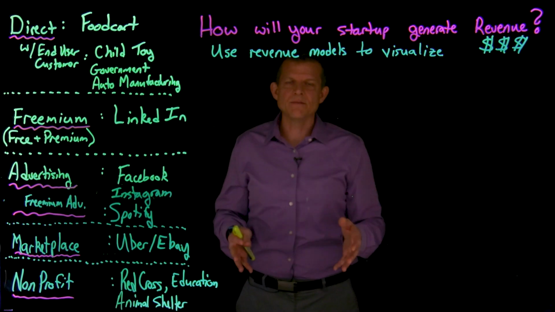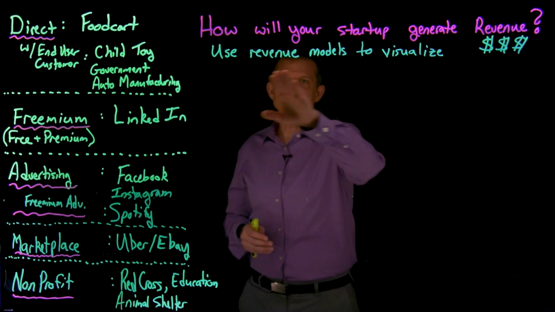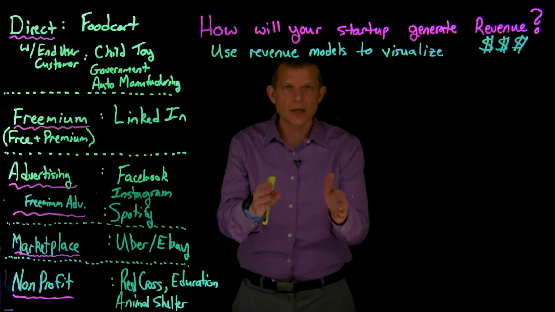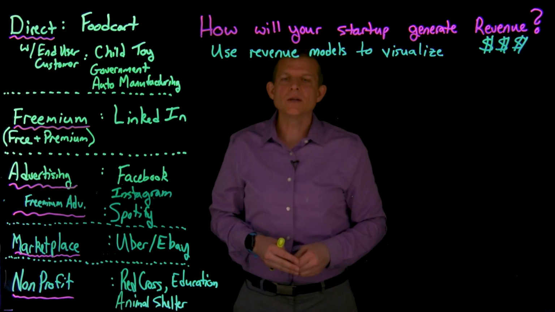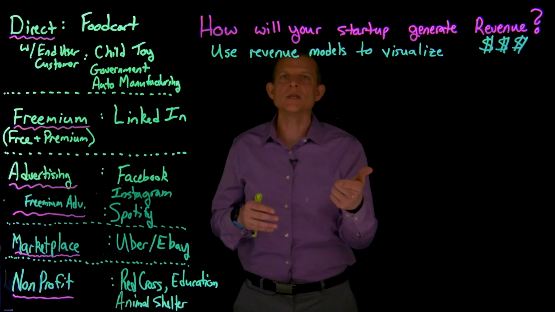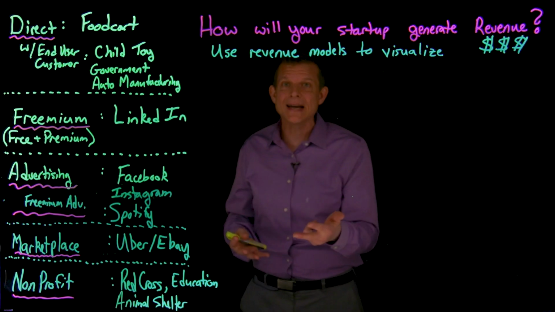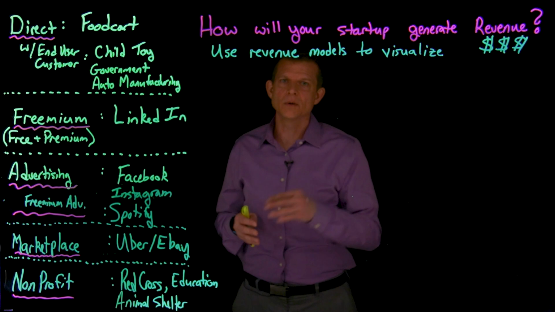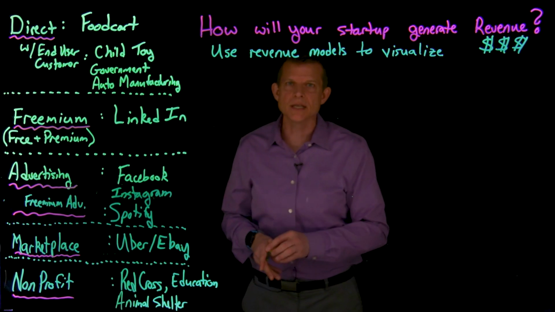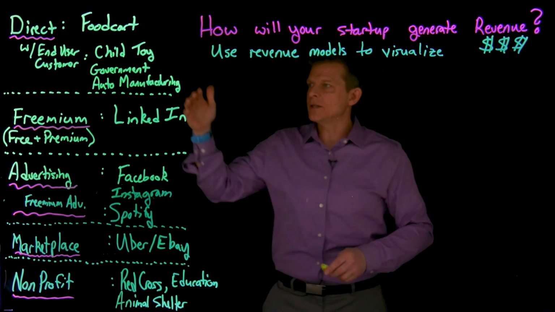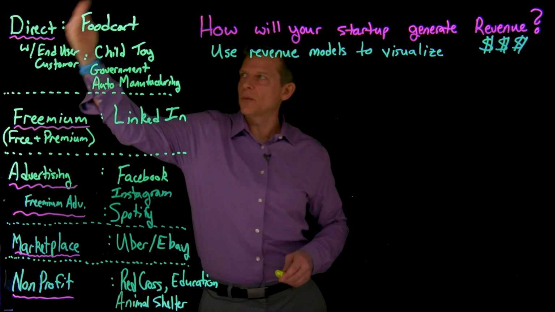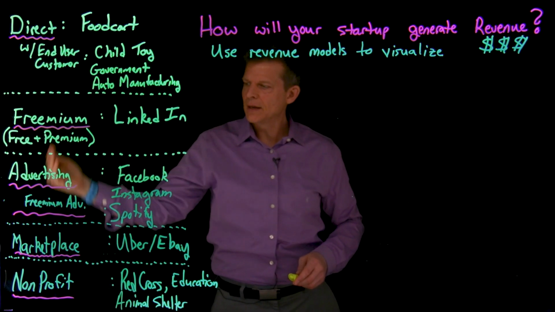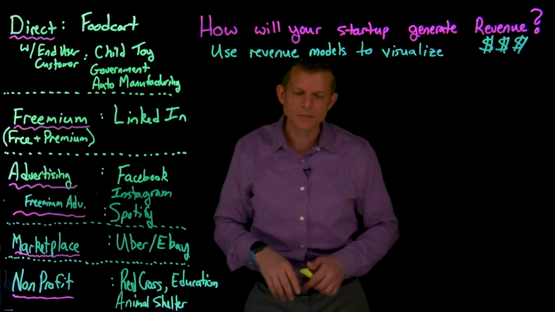So today's video is going to be on revenue models in order to help you visualize how your startup's going to generate revenue so that you can communicate that, you can focus on that, and you can use that as a strategy to make sure that you have sufficient cash flow, because revenue is where our cash is coming from. Today we're going to do several models. We're going to do the direct model, the freemium, the advertising, the marketplace, and nonprofit.